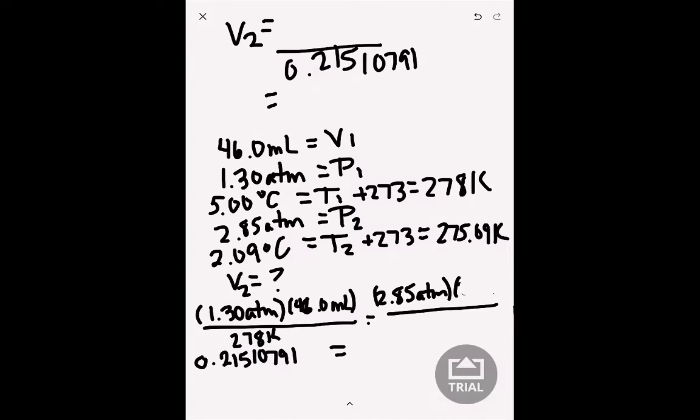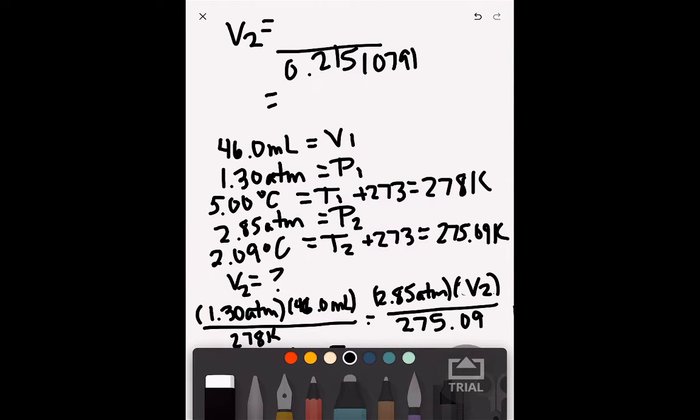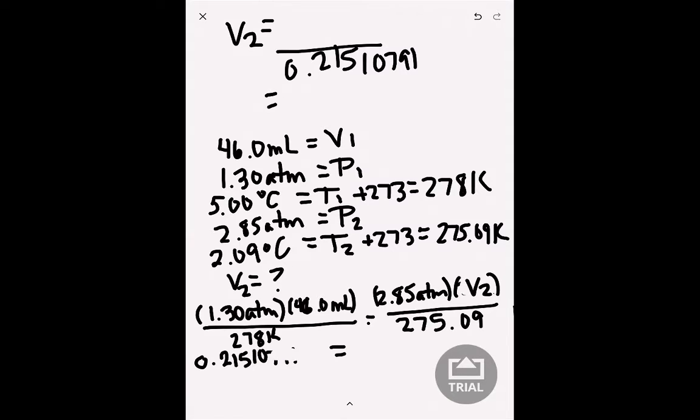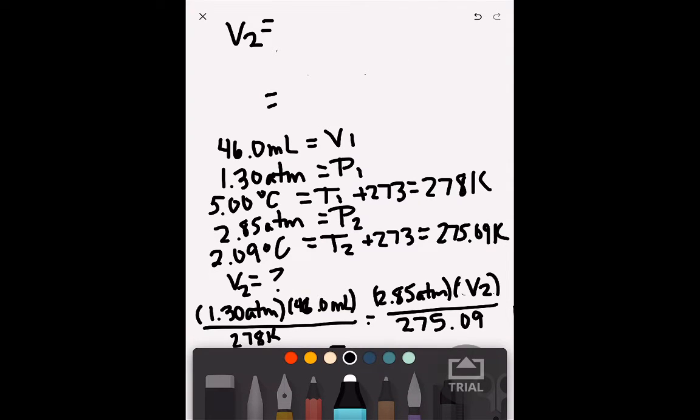Okay, so now let's try this again. So P2V2 goes on the top over T2, which is 275.09. Okay? And so that means this is wrong as well. I'll get it right here in a minute. If you guys want to go ahead and forward through me erasing, you can. Okay, let's try this again.